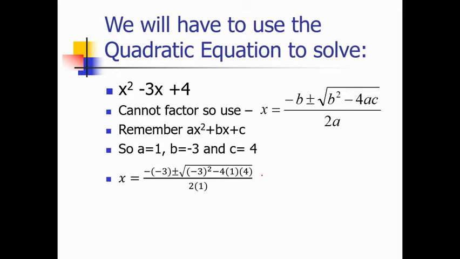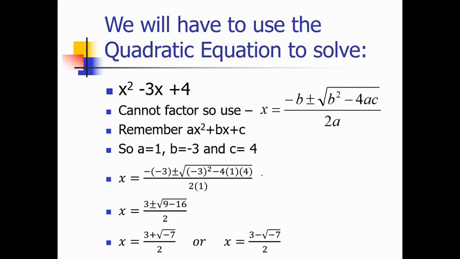We're going to plug them into our equation. Notice that our negative is going to be on the outside of a negative 3, which is going to turn into a positive 3. The negative 3 squared turns into a 9. 9 minus 16, though, is going to give us what? That's right, it's going to give us a negative 7 underneath the square root.